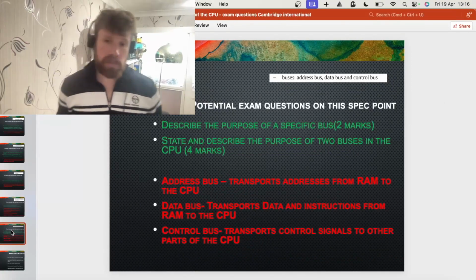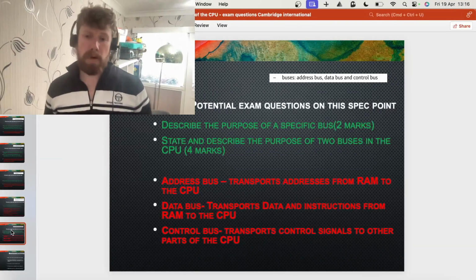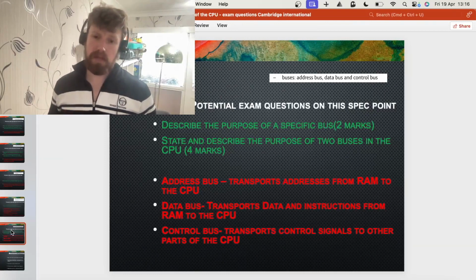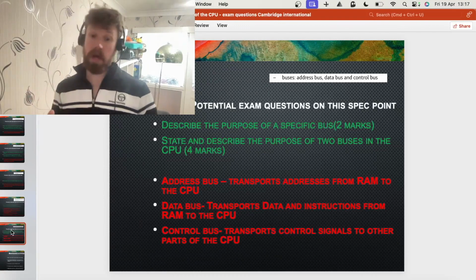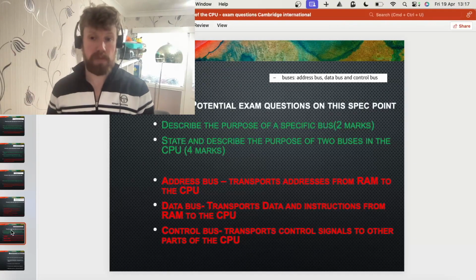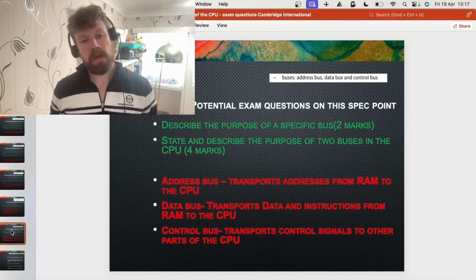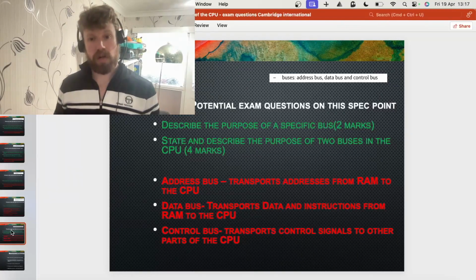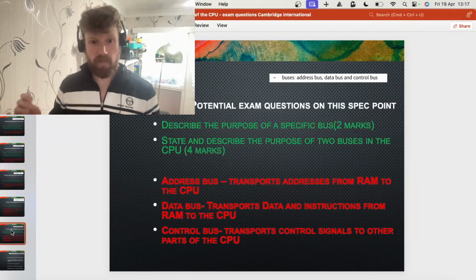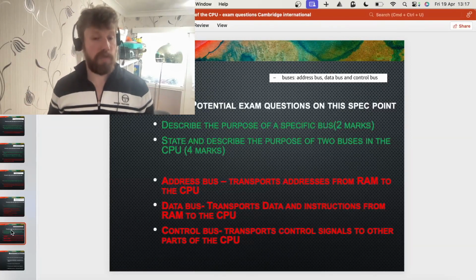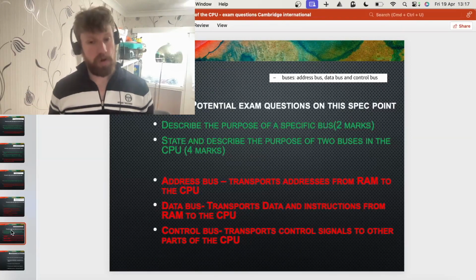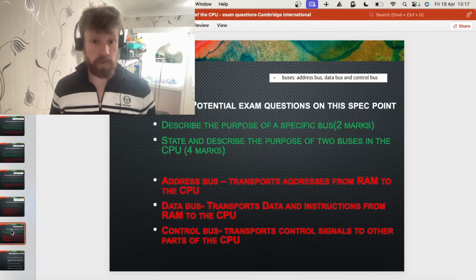Okay, so the final points that we're going to do today are the buses, which are the address bus, data bus, and control bus. They might ask you about the purpose of a specific bus, or they might ask you to state and describe the purpose of two buses in the CPU. The address bus transports addresses from RAM to the CPU. The data bus transports data and instructions from RAM to the CPU. The control bus transports control signals to other parts of the CPU. And then you've got it all in there.